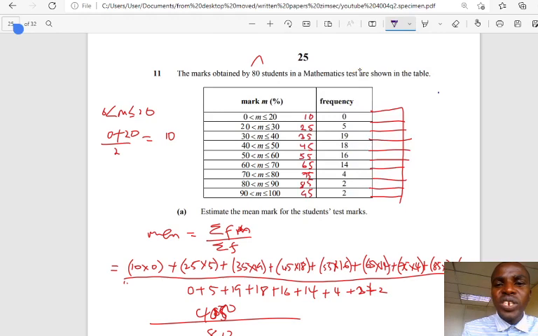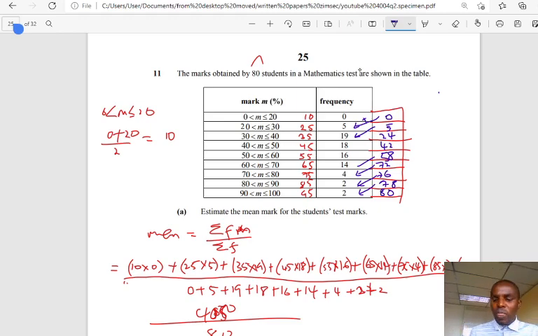Then the first one, you just write 0 here. Then the next, you say 0 plus 5. It will be 5. Then the next 5 plus 19, it will be 24. 24 plus 18 will be 42 here. Then 42 plus 16 will be 58. 58 plus 14 will be 72. 72 plus 4 is 76. 76 plus 2 is 78. Plus 2 is 80. Like this.